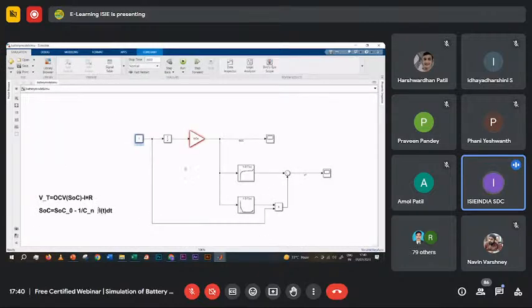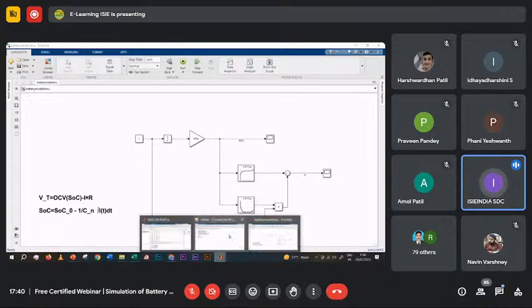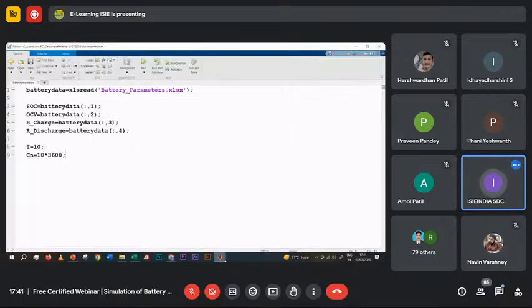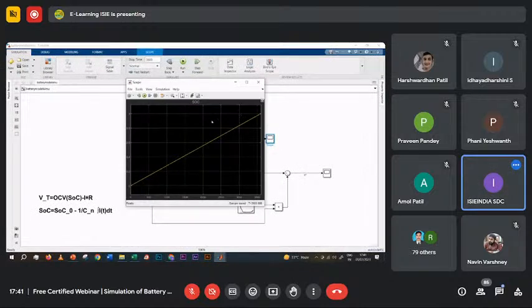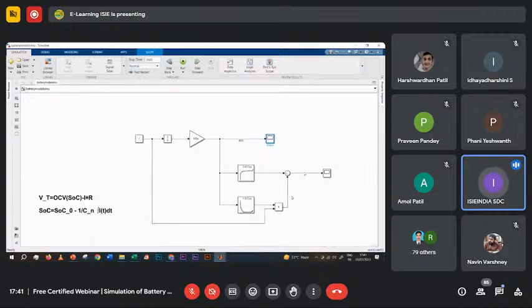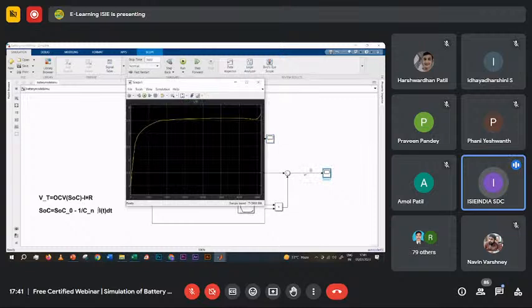So now, when I run the block, the error which was showing here, that red colored shadow, has been removed because I have fetched the value of I and Cn here. Now we'll be seeing the SOC as well as the VT. So when we open this block, we can see the curve.